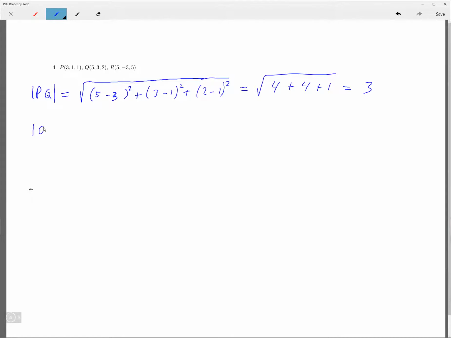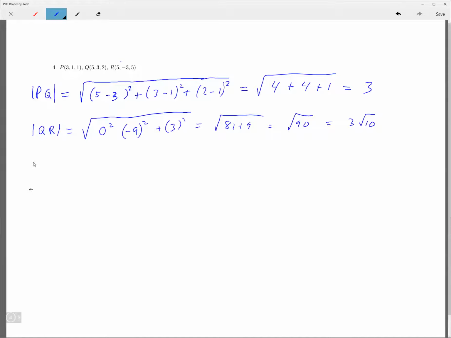Okay, and then QR, go this one and this, so this minus this. The first ones are the same, so that's going to be 0. This one is negative 3 minus 3, that's going to be negative 9 squared. And the next one's going to be 5 minus 2, that's going to be 3 squared. So 81 plus 9, the square root of 90, which will be 3 root 10.